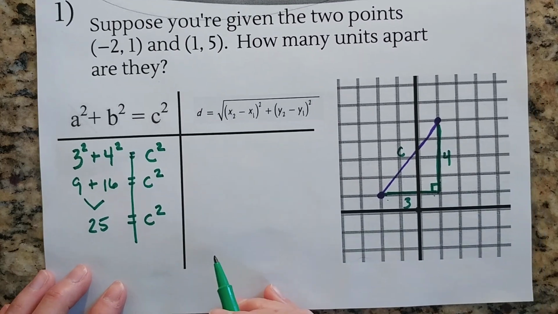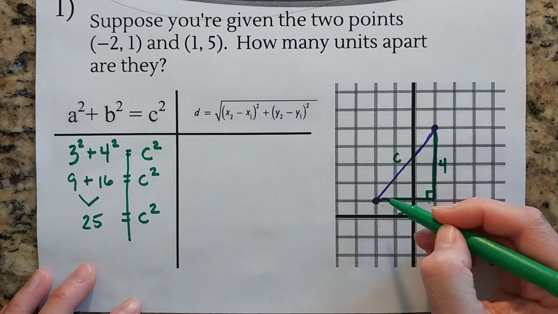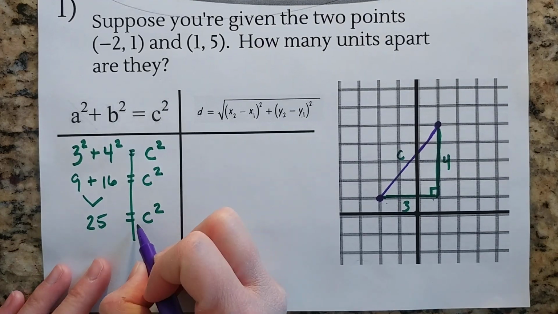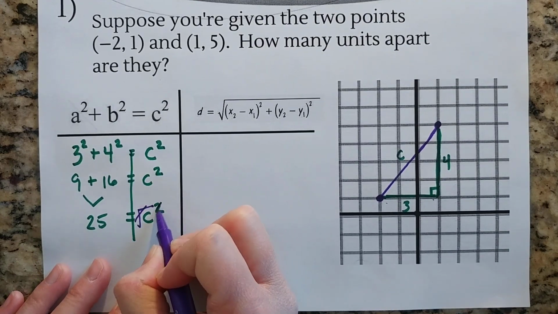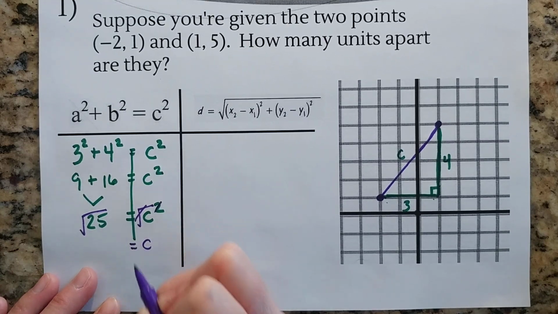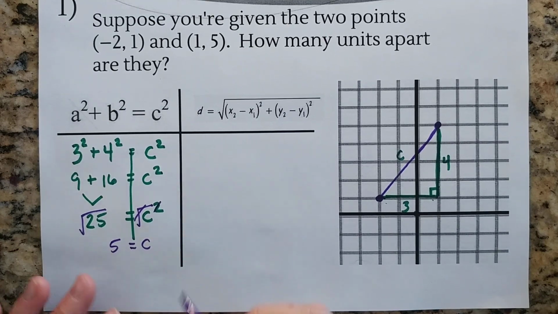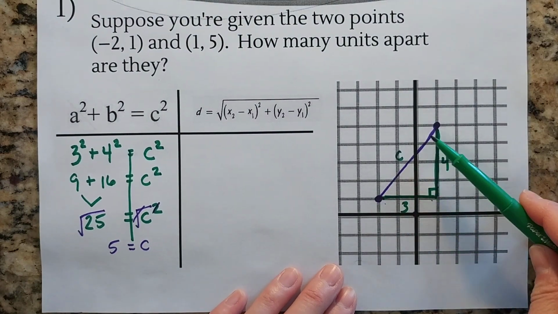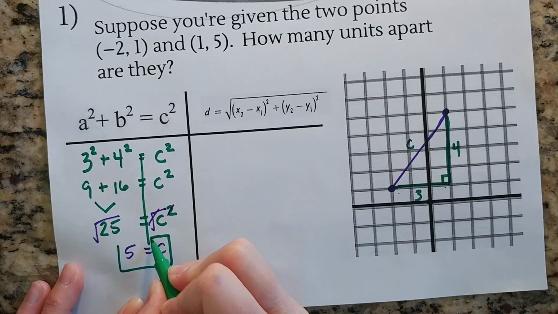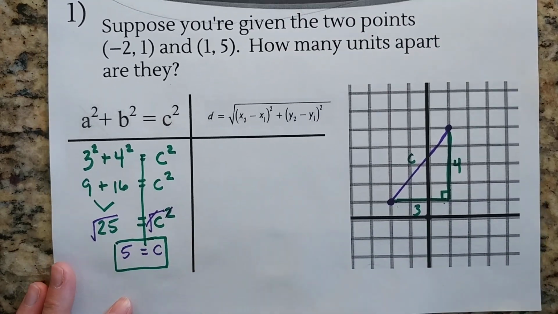Now remember, my goal here is just to figure out how long side C is. I don't want C squared, I want just C. So my last step here would be to use the square root. And same thing on the other side. So C is the square root of 25, which is 5. So side C, which is the distance between these 2 given points, has a length of 5 units. So that's how I could do this using the Pythagorean theorem.